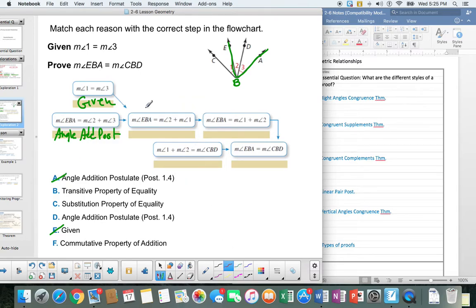And then it looks like we're taking angle 3 out and putting a replacement in. So that's going to be substitution. I've used that one. And then we have EBA is equal to, it looks like the order's changed, and that's commutative.